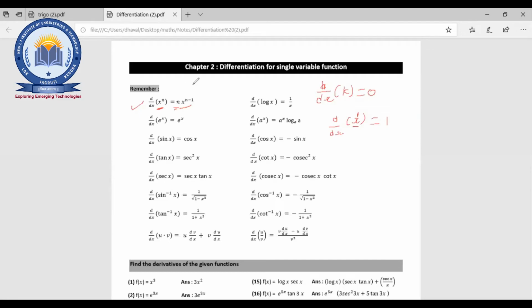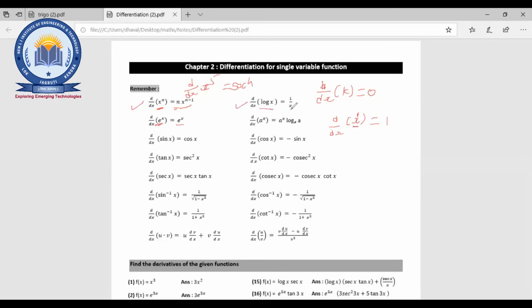For example, if you have d by dx of x raised to 5, what you are going to do is 5x raised to 4. The answer will be 5x raised to 4. Fine. Then d by dx of e raised to x. e raised to x will remain as it is, e raised to x.